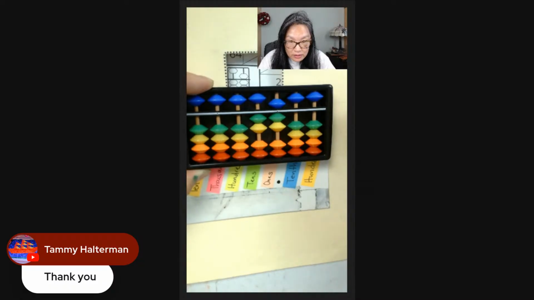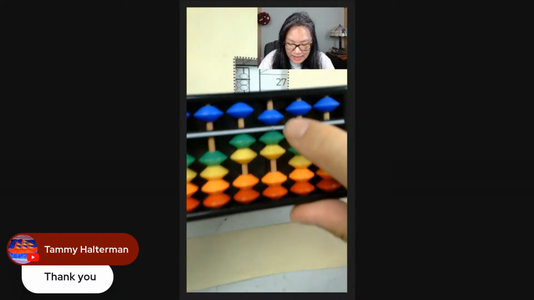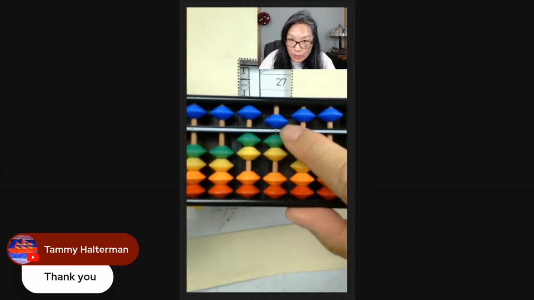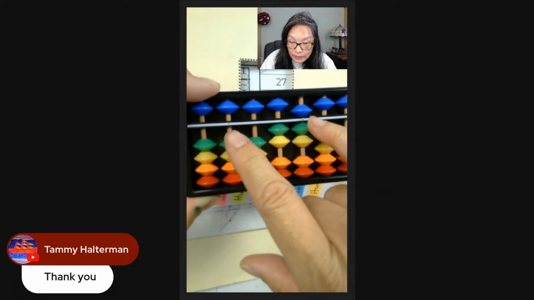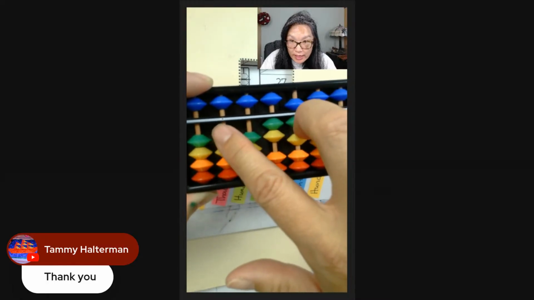Do you always start in the middle? I usually start in the middle because I have an indicator right here. This is my ones indicator. And if you look, I have my other one here, so I can choose any one.